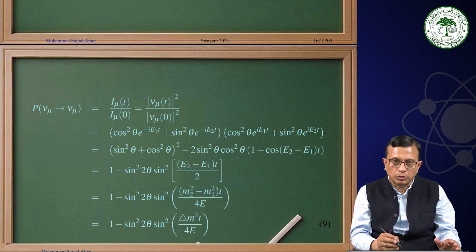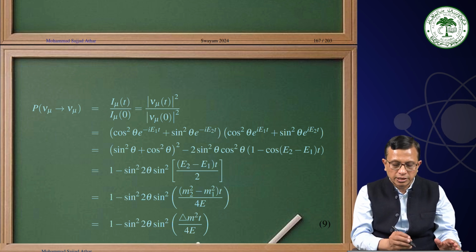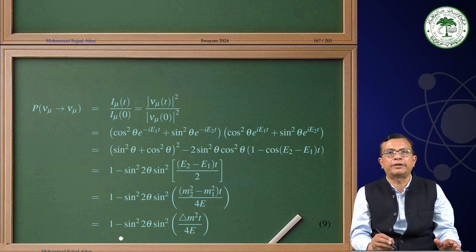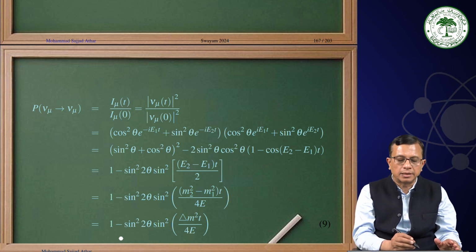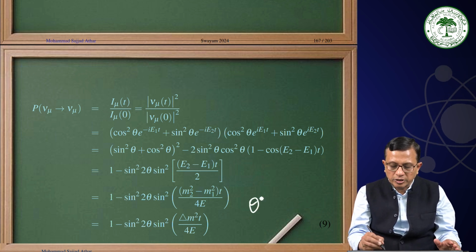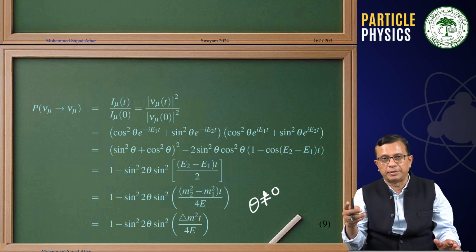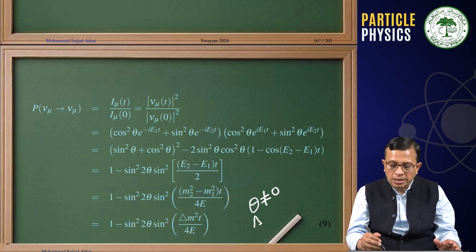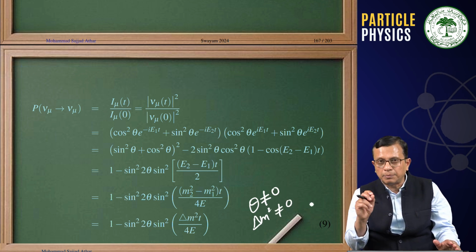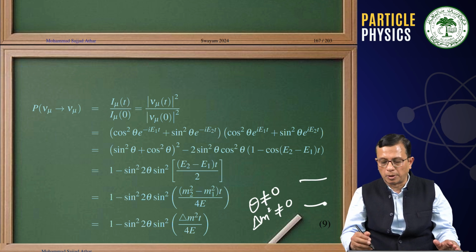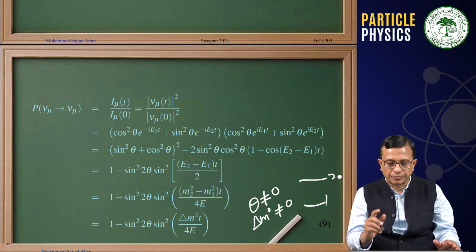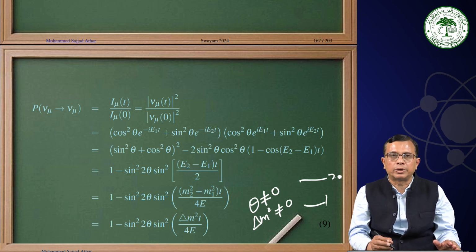And therefore, as you can notice, if the mixing angle is non-zero, this probability is not 1. If delta m square is finite, then this will not be equal to 1. That means for the oscillation to happen, we must have mixing between the different states, and delta m square also must be non-zero, and that means one of the mass eigenstates that we talked about has to be non-zero. Okay, and then we are getting this value.